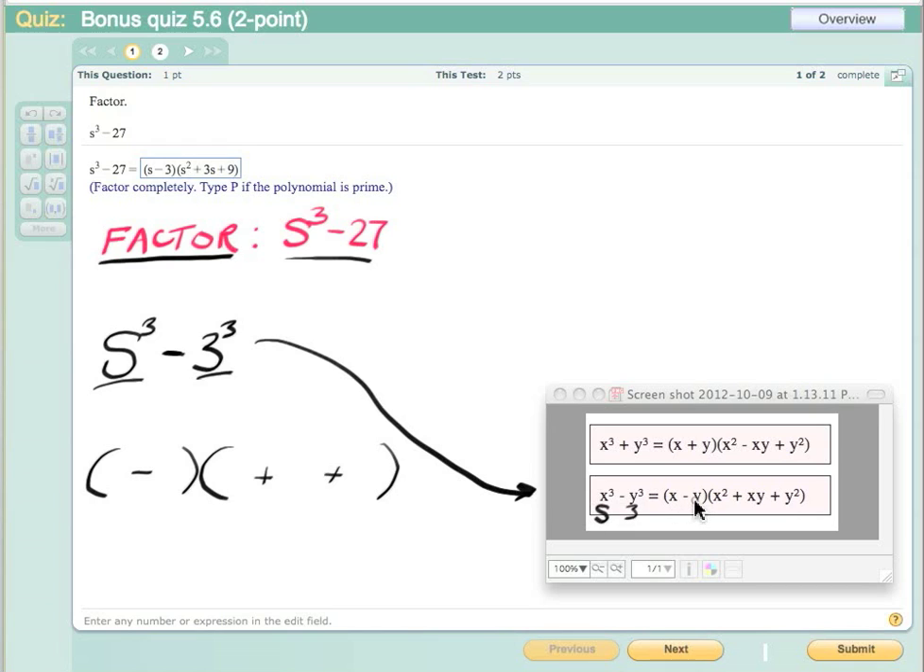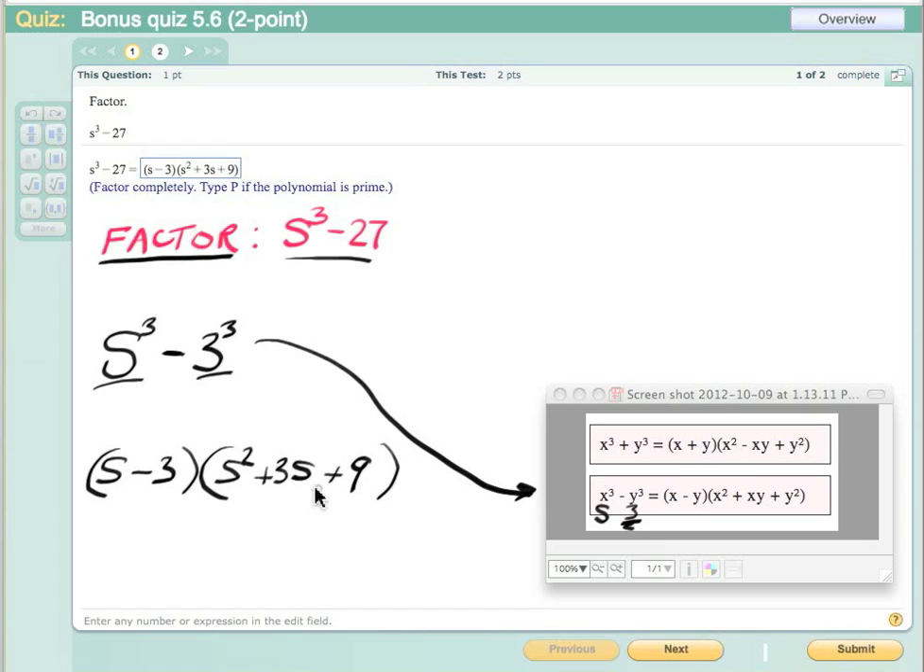x is my s, y is my 3. I'm going to have s minus 3 here. Then the next term, the first term of the trinomial: what's in the x spot is s, and we square it. And then the next one, you multiply together whatever is in the x and the y spot, and you get s times 3, or 3s, as we prefer to say it. And then the last term says whatever is in the y spot, in this case 3, square it. 3 squared is 9. It's really just glorified substitution.